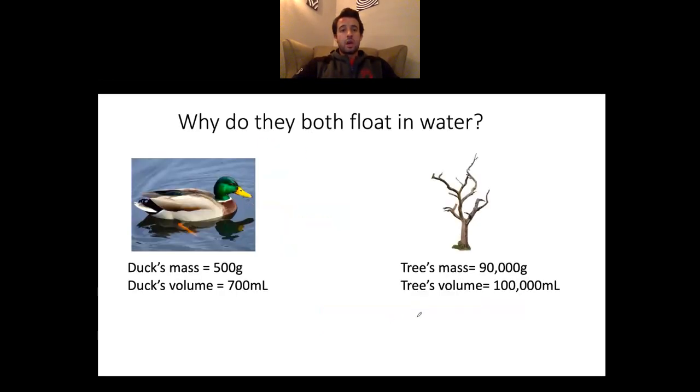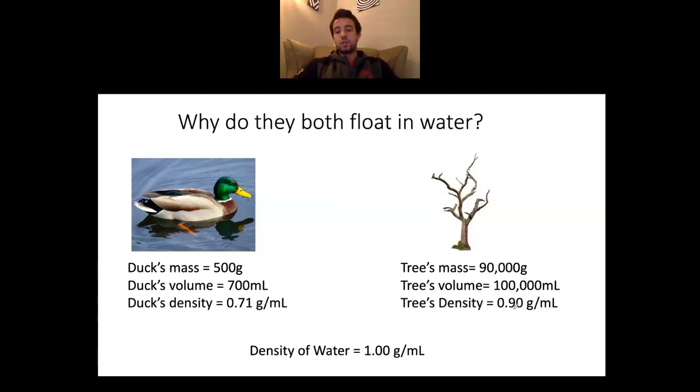Cool. So why do they both float in water? Well, a duck has a mass of like 500 grams, but it might have a volume of 700 milliliters. A tree has a mass, we could say maybe 90 kilograms or 90,000 grams, and it has a volume of 100,000 milliliters. So in both these cases, if we do the density here, 500 divided by 700 gives us 0.71, which is less than the density of water. The tree's density would be 0.90, which again, is less than the density of water. So both of these float in water, not because they're light enough, but because they have a low density.